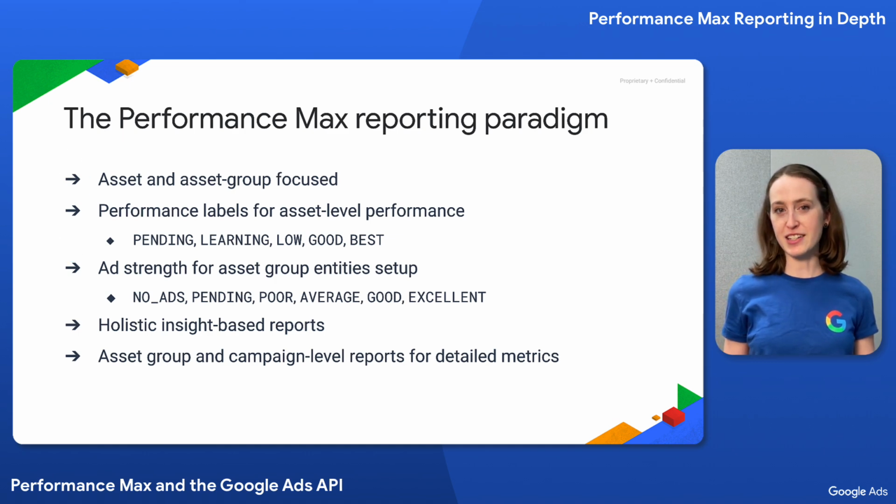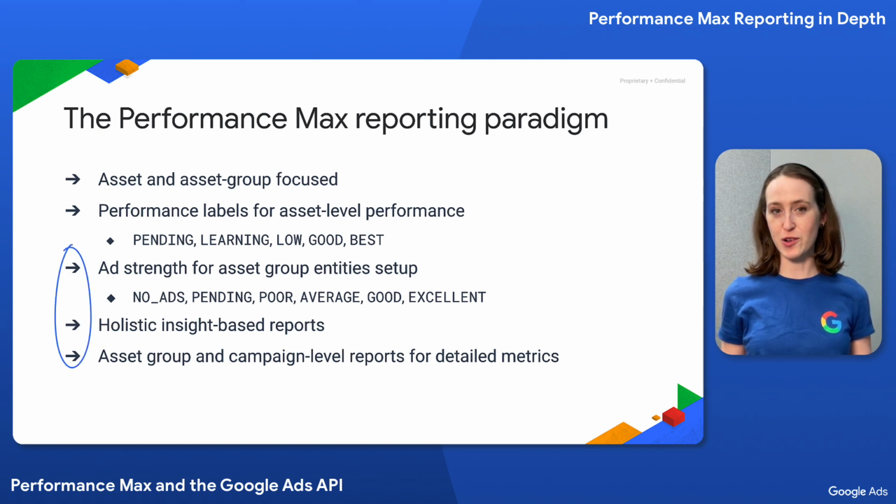To evaluate individual asset performance, the API provides performance labels that tell you whether the performance is low, good, best, or still learning. At the asset group level, you get a new ad strength field, which provides a measure of how well your asset group entities are set up for optimal ad performance.